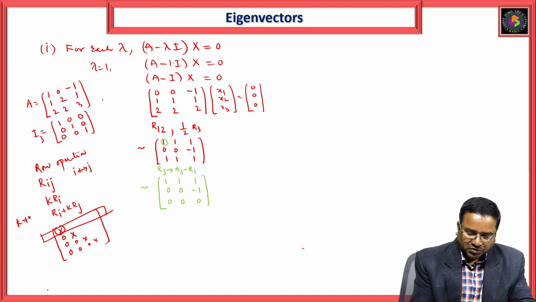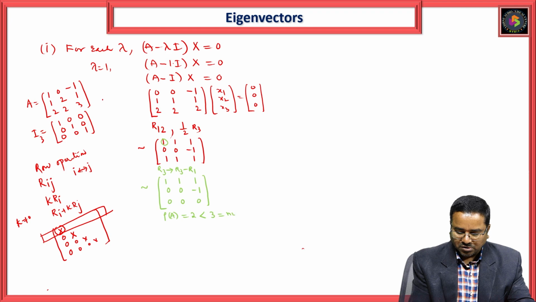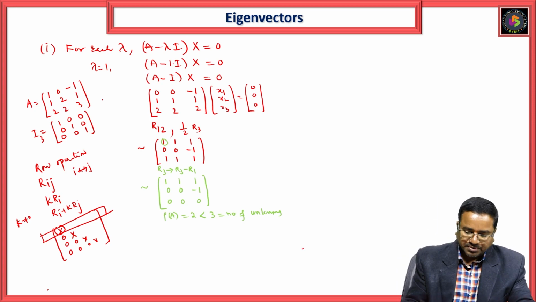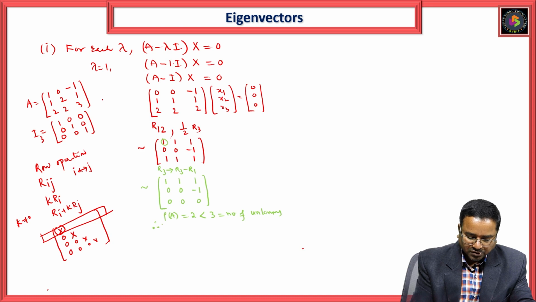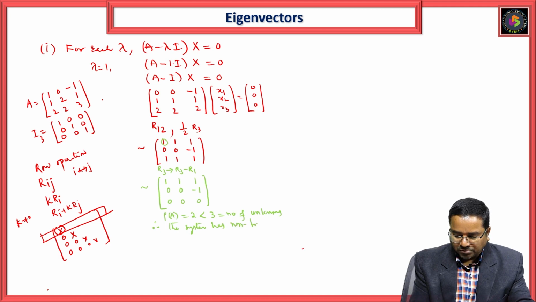So what is the number of non-zero rows? We reached the echelon form, so the rank of A is equal to 2, and always compare with the number of unknowns. How many unknowns do we have? 3 unknowns. The rank is less than the number of unknowns. Therefore, the system has a non-trivial solution, or you can say many solutions.